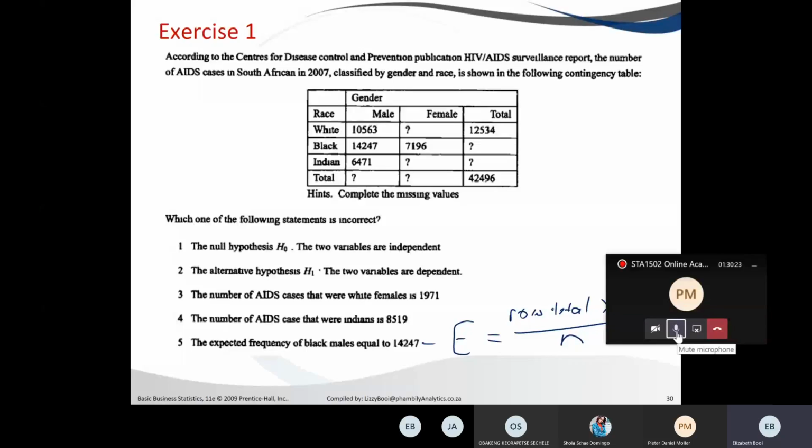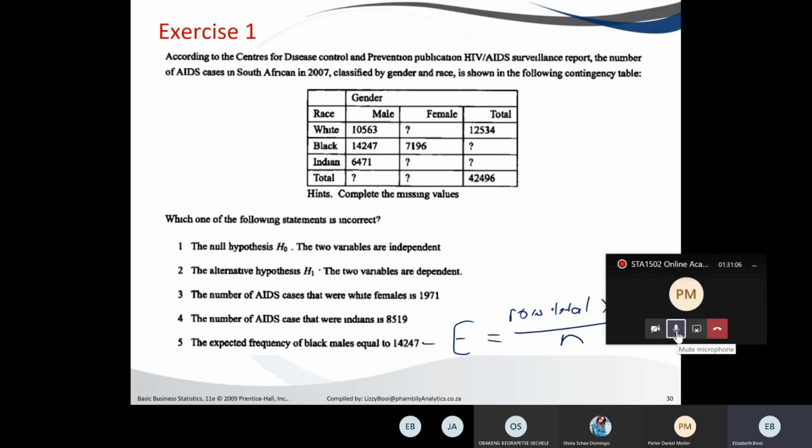Complete the missing values. Which one of the following statements is incorrect? Number 1, the null hypothesis: the two variables are independent. Correct or not correct? Is number 1 correct? You can do a thumbs up if it's correct, and a thumbs down if it's not correct, or you can type the word correct or C. Number 1. Okay, I see yes. Shola, thank you, says it's correct. Number 2, is number 2 correct or incorrect?